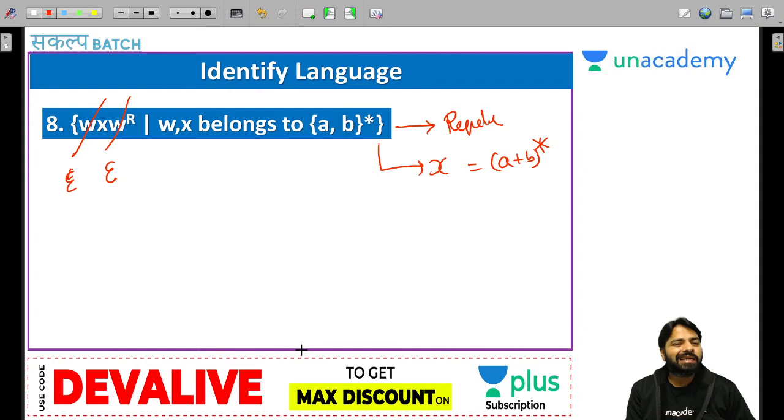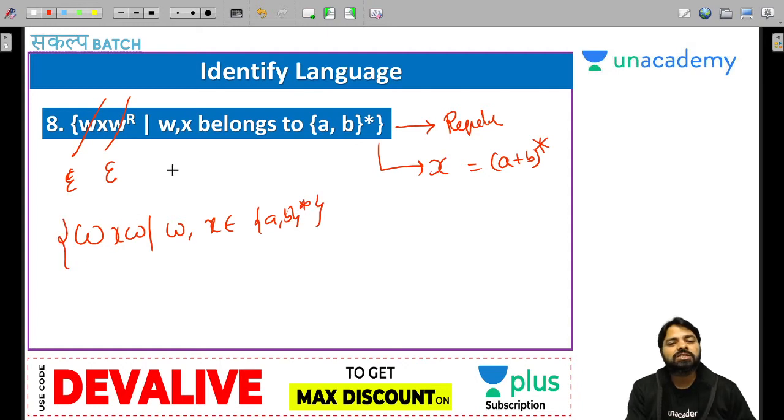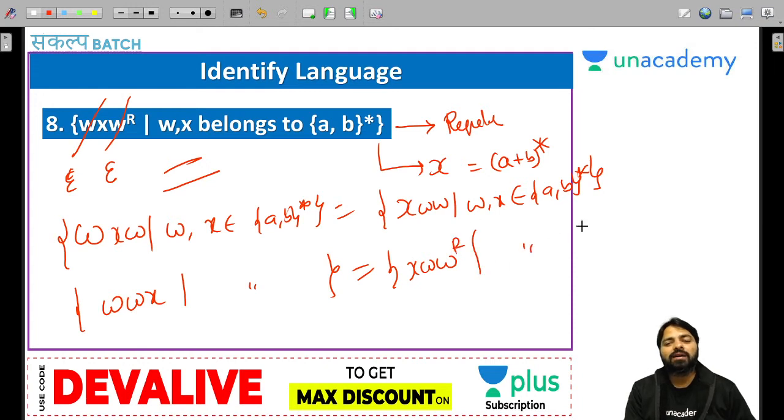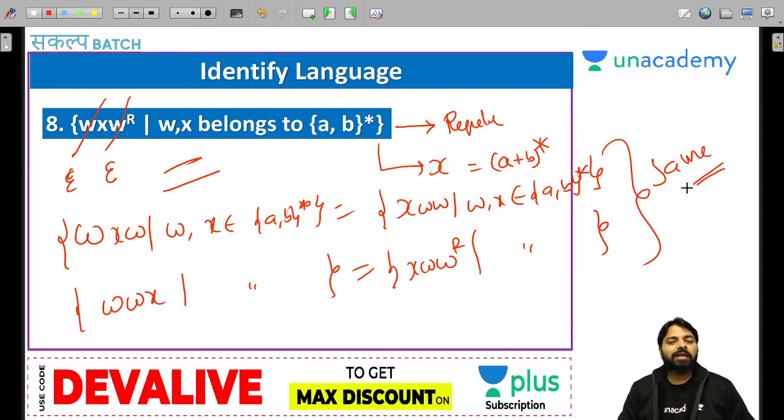The machine worries about the strings, not who is W and who is not W. It's our representation. See, 7 and 8, any difference? I can write the same problem, WXW, where W, X belong to (A, B) whole star. There is no difference, these two are the same. Even I can write WWX. Even I can write XWW. So many names for (A plus B) whole star, guys. You should only believe that it is (A plus B) whole star. All are just (A plus B) whole star. Clear? Yeah.